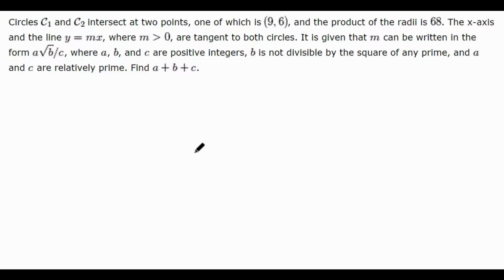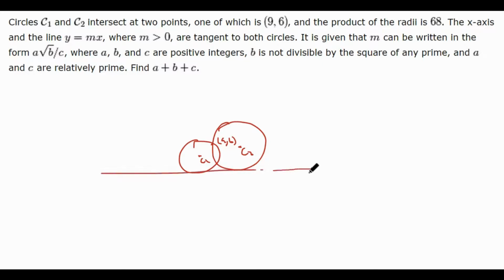First we have circles C1 and C2. They intersect at two points, one of which is (9, 6), and the product of the radii is 68. The x-axis and the line y equals mx are both tangent to the circles. So here they are, y equals mx. And we want to find m.